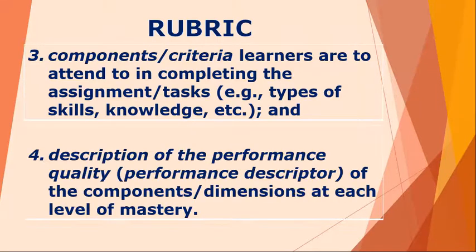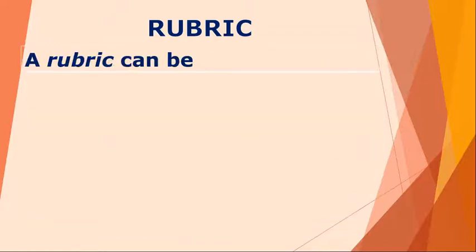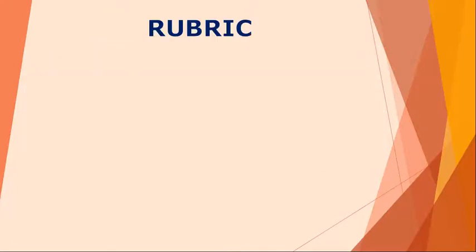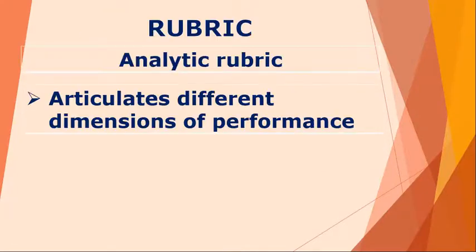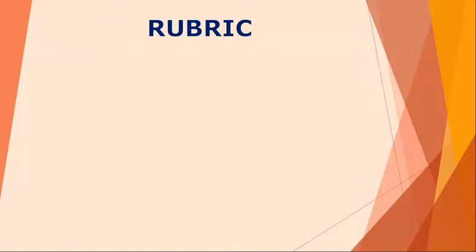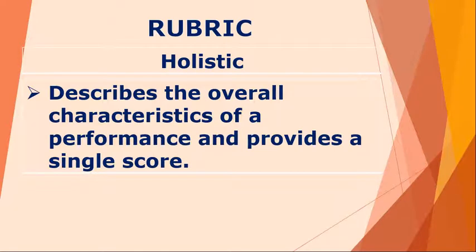Then we have the description of the performance quality for number 4. We call it performance descriptor of the components or dimensions at each level of mastery. A rubric can be analytic or holistic. Analytic rubric articulates different dimensions of performance and provides ratings for each criterion or dimension. For holistic rubric, it describes the overall characteristics of a performance and provides a single score.